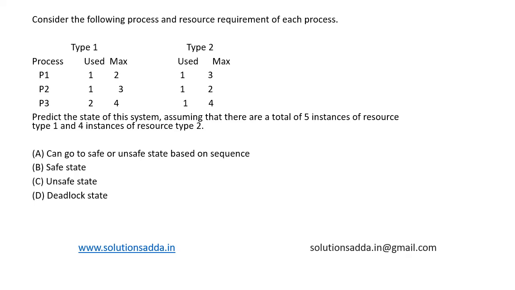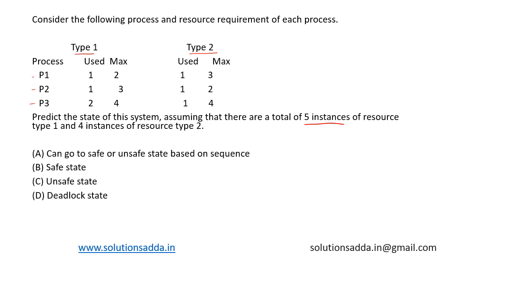This is a question from operating system. Consider the following process and resource requirement of each process. We have two types of resource. One is type 1 and other is type 2, and three processes P1, P2 and P3, and their used and maximum requirement for each type of resource is mentioned. Predict the state of the system assuming that there are total 5 instances of resource of type 1 and 4 instances of resource of type 2.